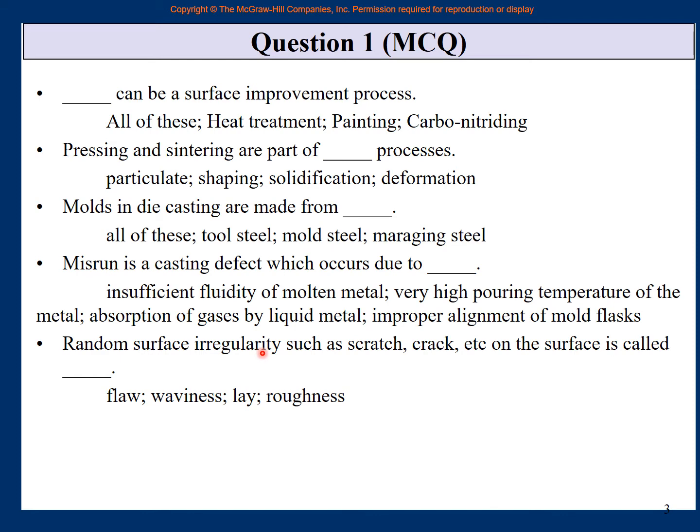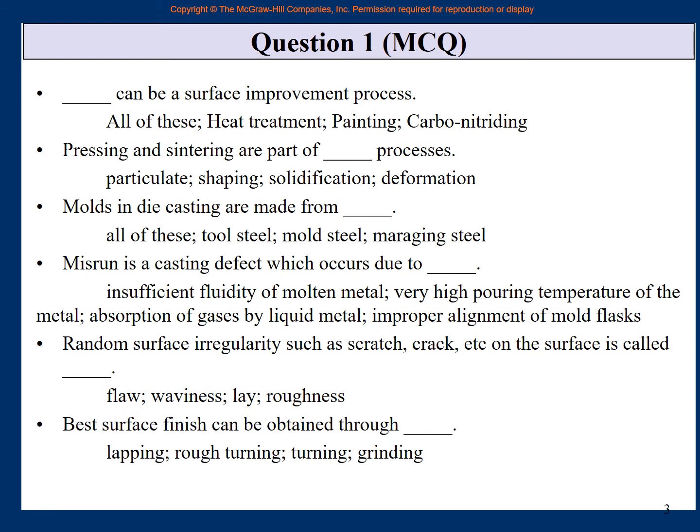Random surface irregularity such as scratch, crack, etc. on the surface is called flaw, waviness, lay, roughness. Roughness is a general term for any of these, so that is not true. Waviness is waves, lay is the direction of the waves and so on. So these are individual flaws. Any one point, there is a scratch at one point, there is a crack at one point. This is not continuous. So it is not waviness, it is not lay, it is called a flaw. Flaw is a general name for any individual flaw or crack or so on the surface, right? So this is called a flaw.